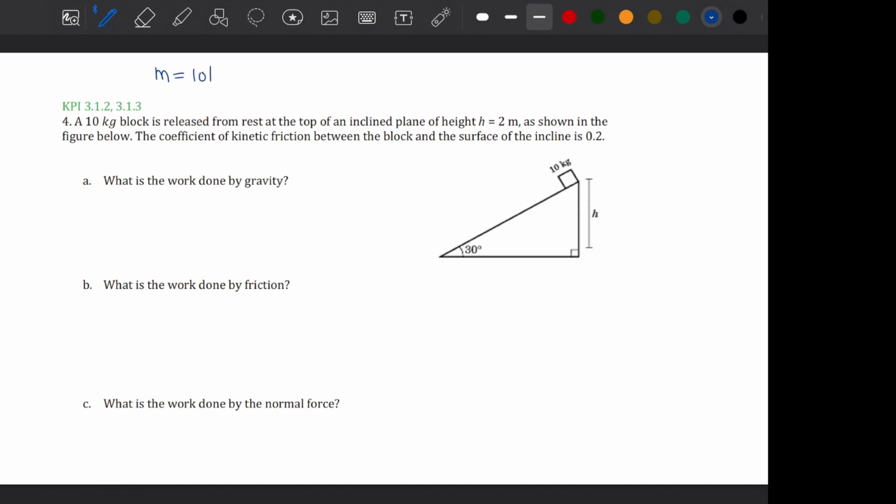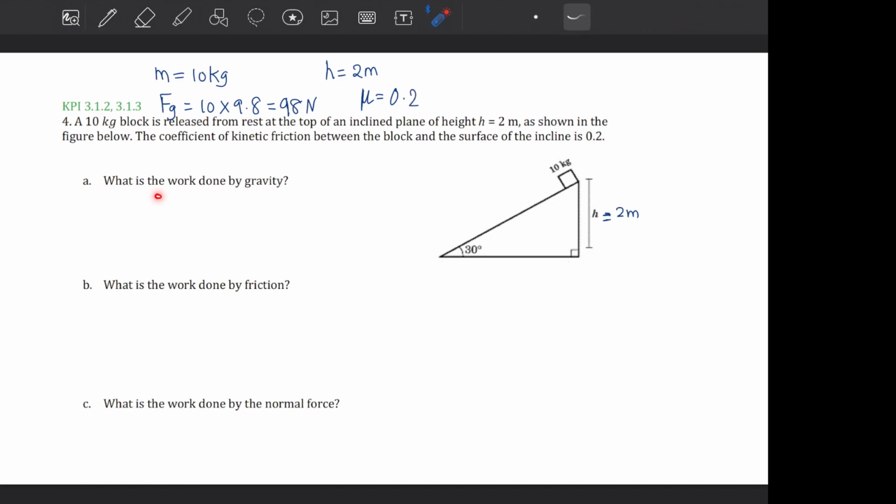The mass is 10 kg. That means the force of gravity will be 10 multiplied by 9.8, which is 98 Newton. The height is given to us as 2 meters. So I'm just going to write it on the diagram itself. So height is equal to 2 meters. The coefficient of kinetic friction between the block and the surface of the incline is 0.2. So we have been given what is the friction on the surface. Let's just write that. Mu, coefficient of friction, is given, which is 0.2.